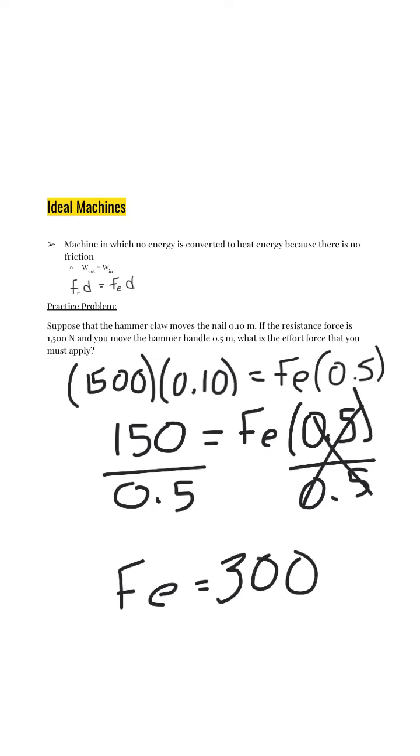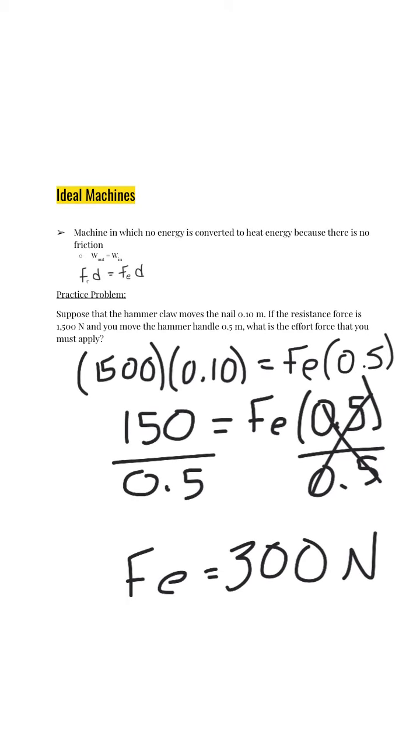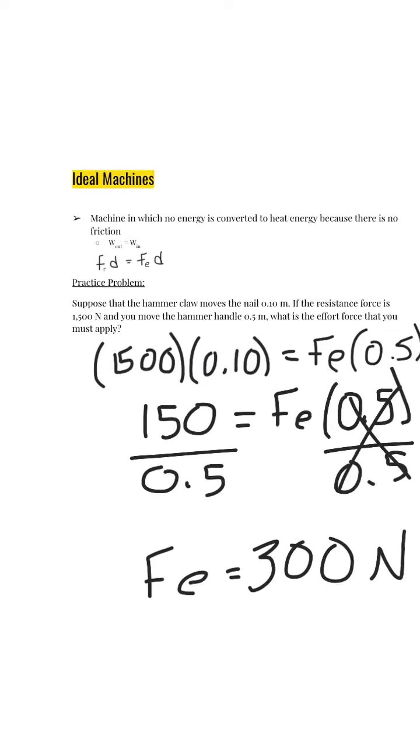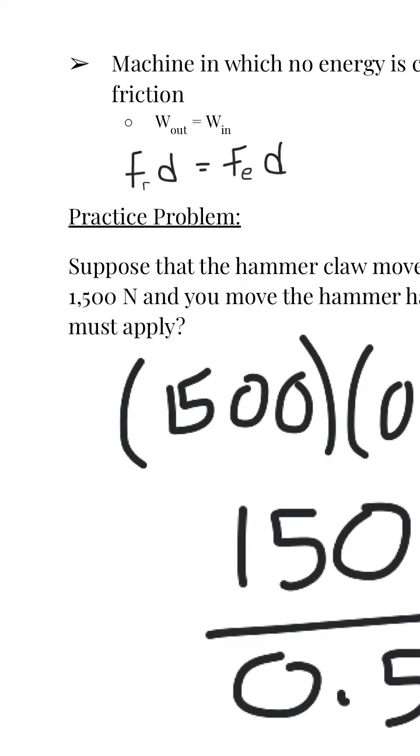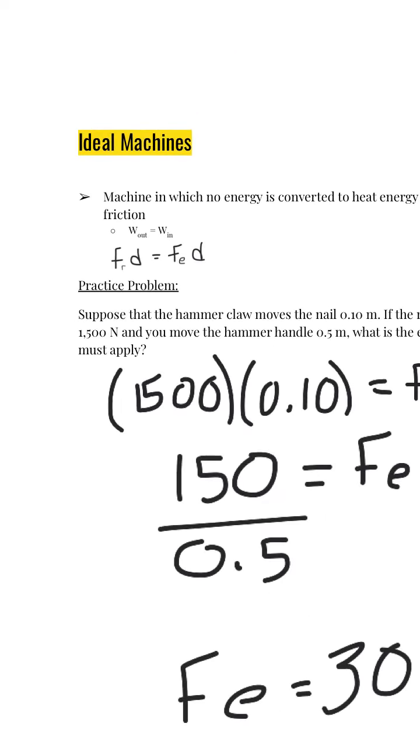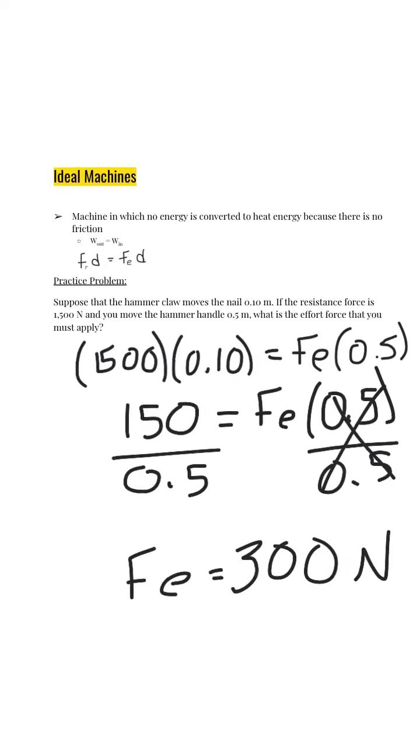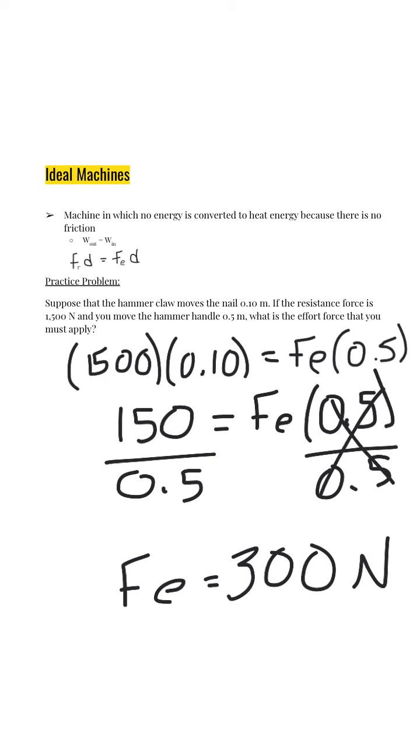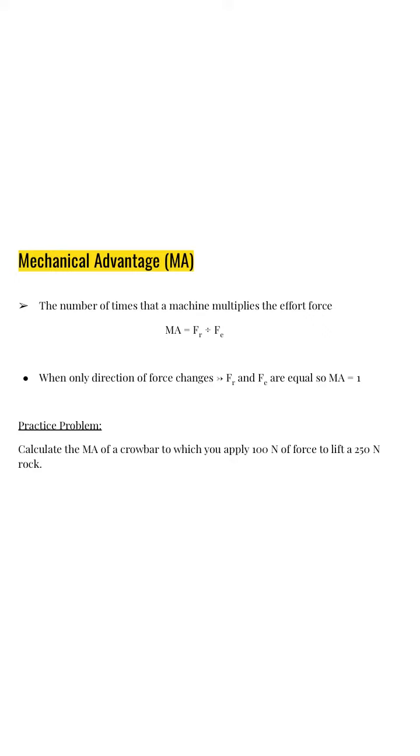Remember that anytime you have a force, it's measured in newtons. And so the effort force was 300 newtons, which is really cool because the effort force that you had to put into it was only 300 newtons, but you got a resistance force, or an output force, of 1,500 newtons. And so we're really multiplying the amount of force that was applied by using the hammer rather than just using your hands.